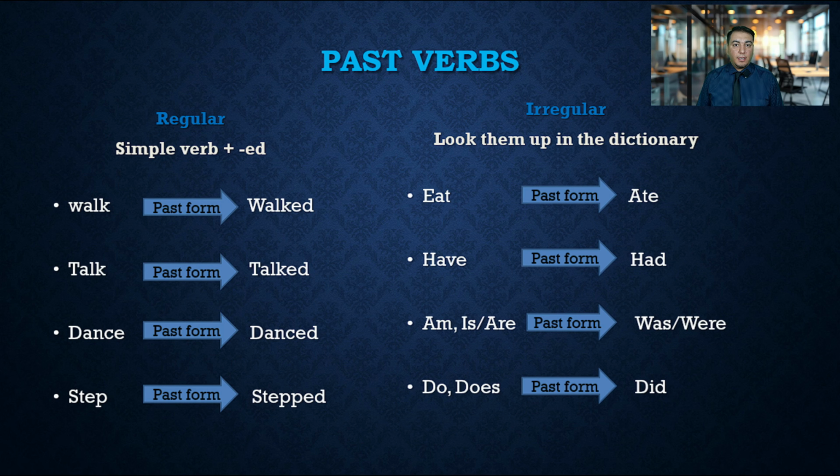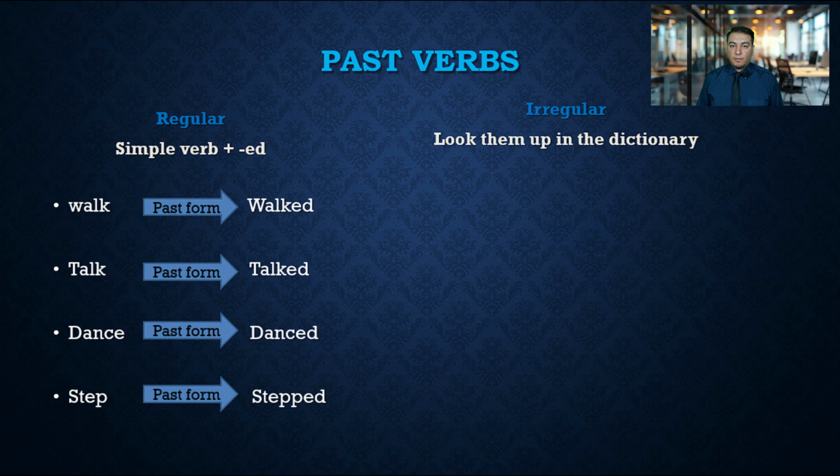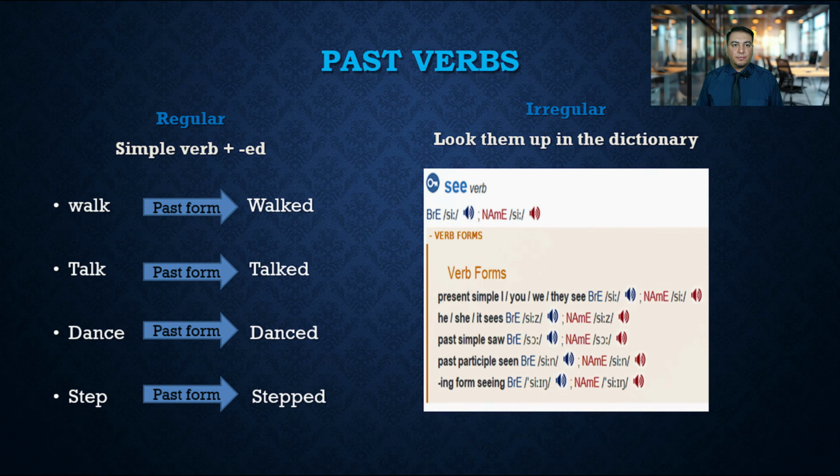Now look at the verb see in the Oxford Advanced Learners Dictionary. As you can see, the present simple is see. The present simple for the third person singular is sees, and below it we have past simple, which is saw.